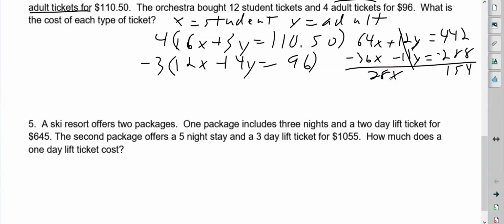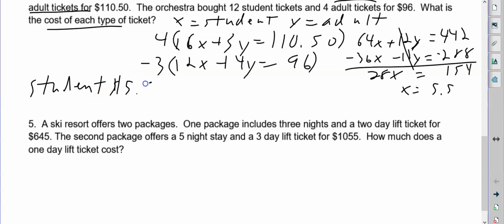If I would have done it the other way, I would have had negative and negative, and it would have worked out in the end. So 154 divided by 28 equals 5.5. And some people freak out and go, wait, I got a decimal answer. We're talking about the cost of each ticket. Okay, so the cost of a student ticket is $5.50.